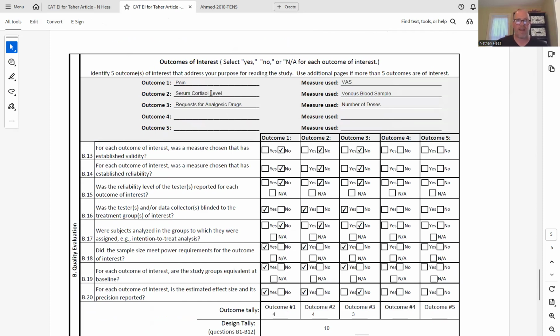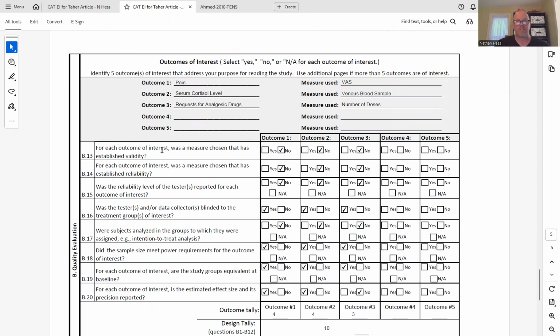So 3 outcomes: pain, serum cortisol level, and request for analgesic drugs. How they measured that: visual analog scale, the venous blood sample, and then the number of doses of medication they got. Those are the measures that were used. And then we're evaluating each of those outcomes with these different questions.